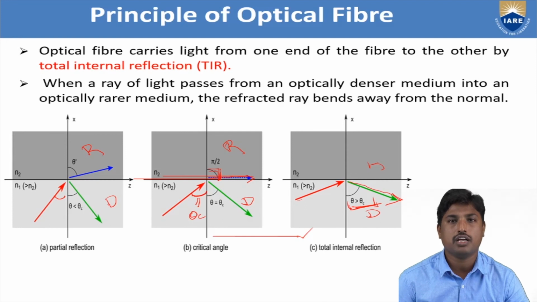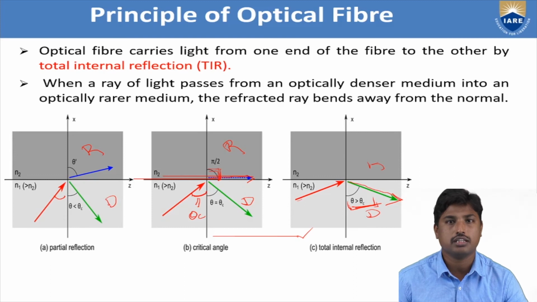That is the principle of the optical fiber cable. By total internal reflection, maximum data can be carried by the optical fiber cable. That is the main advantage. That's why in communication systems, all the cables are nowadays replaced with optical fiber cables.